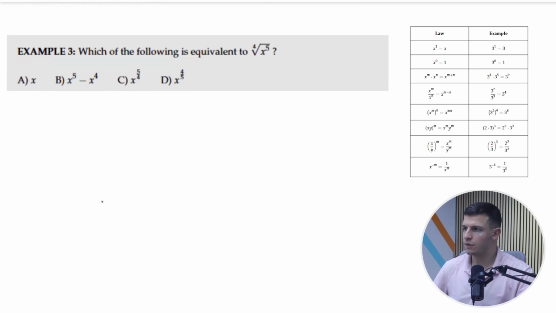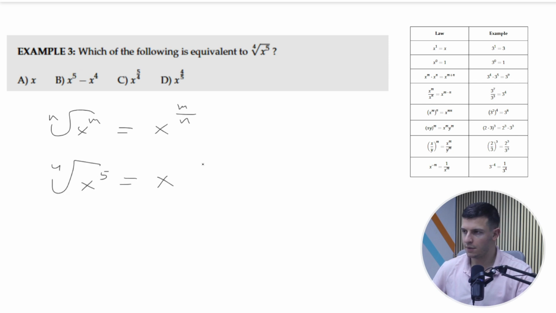All right, let's see. Which of the following is equivalent to the fourth root, or not square root, 4 and x to the power of 5? Okay, this is going to be one of the radical rules we talked about. I don't see it in this cheat sheet actually. So let me remind you that real quick. We have the nth root of x to the power of m, and that's going to be written as x to the power of m divided by n. So let's do that for our equation here. This is x to the 5, this is going to be x to the power of 5 over 4. So the answer is going to be C.